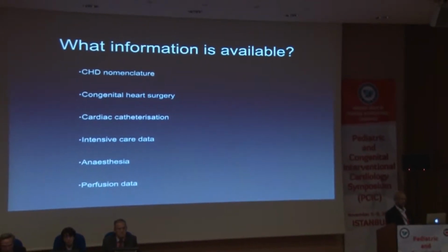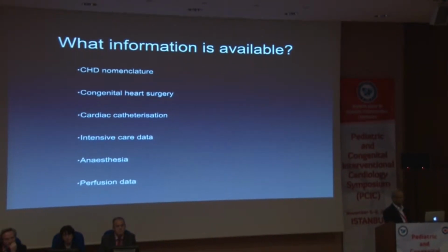And these are areas where we still struggle around the world, because the congenital heart disease nomenclature is only just recently, in the last few years, been agreed worldwide. There is information available already on congenital heart surgery. Some limited information is available for cardiac catheterization and interventions. There is a lot of information by the intensive care societies on intensive care data. There is information about anesthesia and perfusion data.